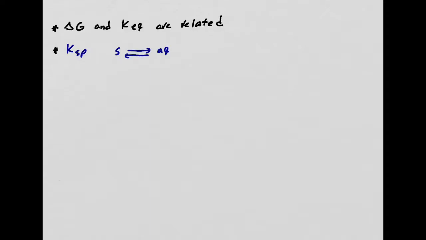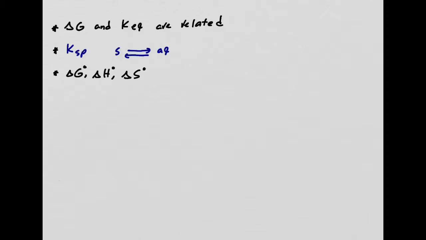Now, also remember that delta G has two parts to it. It has delta H and it has delta S. Don't forget that. And we can also do a standard condition. So delta G has two parts: delta H and delta S.